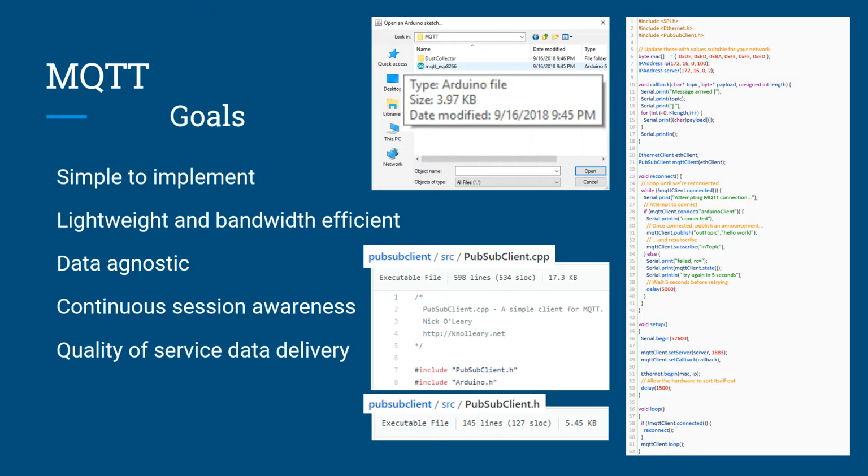To do this, they understood that there were 5 key aspects by which any successful solution must satisfy. First, it needed to be simple to implement. To the right, you can see a bare bones Arduino sketch, which functions as an MQTT client. Including white space and formatting, it numbers about 60 lines of code.